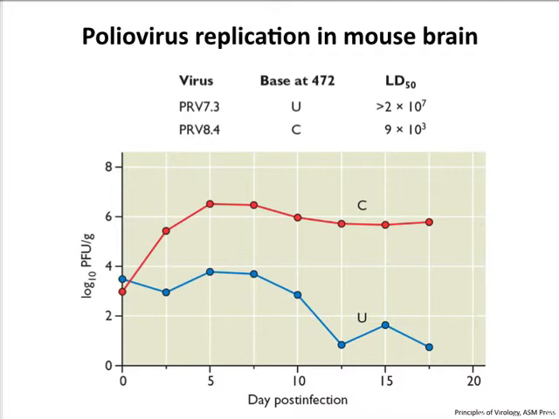Now, the viruses with C replicate quite well in the brain of mice. So this is virus per gram of brain over time after inoculation, whereas viruses with a U are cleared. They simply don't replicate well having that U at 472.